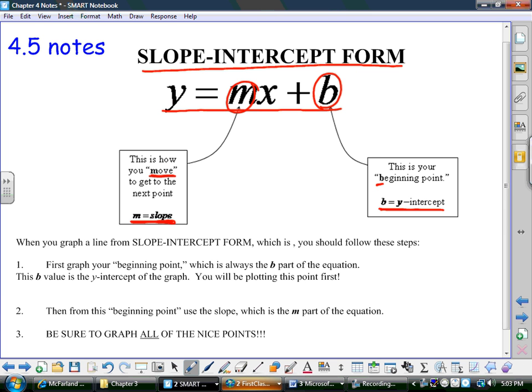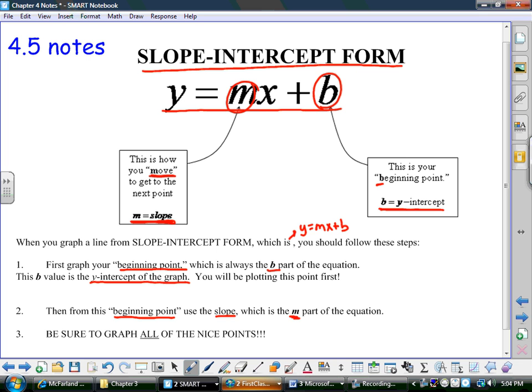Whenever you graph a line in slope-intercept form, you should follow these steps. And slope-intercept form is y equals mx plus b. First thing you're going to do is graph the beginning point, which is always the b part of the equation. Since the b is the y-intercept of the graph, that point is going to be right on the y-axis. From that beginning point, use the slope, which is the m part of the equation, and that's going to tell you how to move from that point.